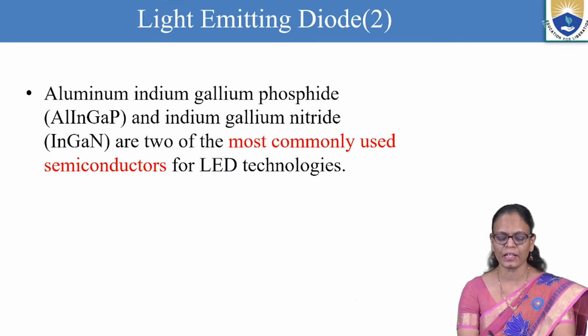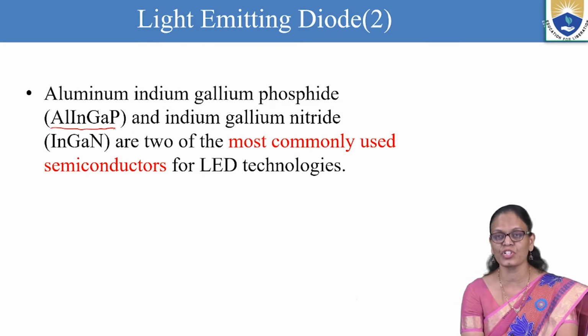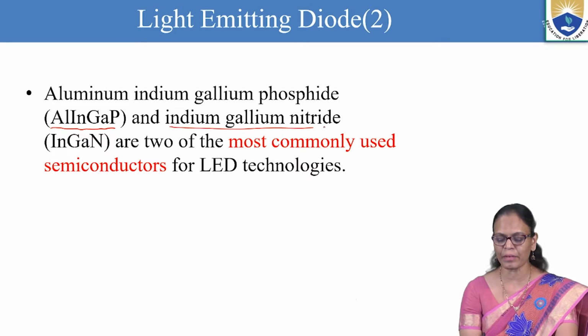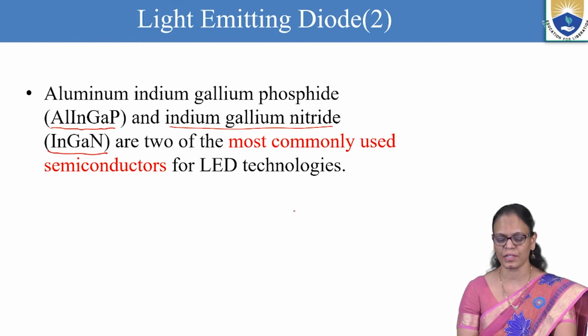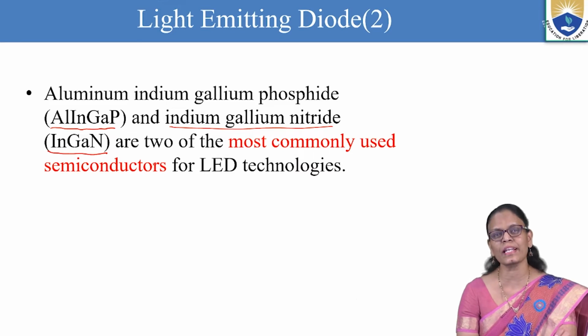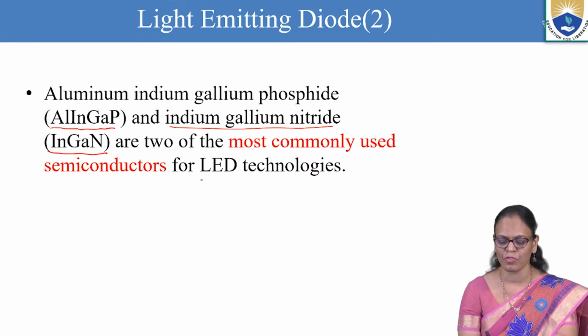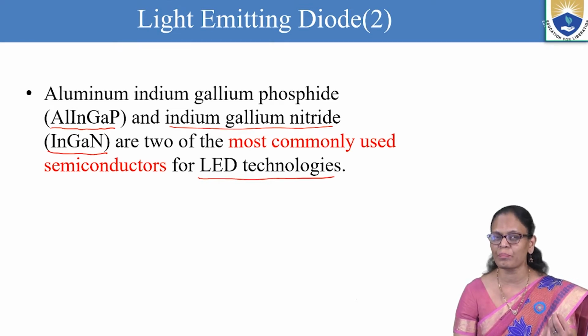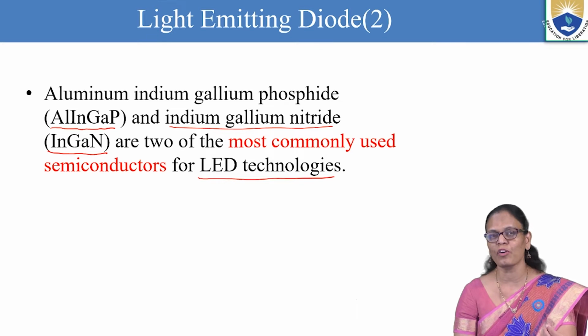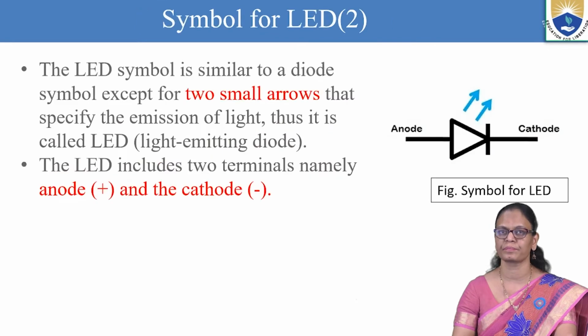So light emitting diode, the examples if you take aluminium, indium, gallium phosphide, it is denoted by AlInGaP, and indium gallium nitride, so InGaN. These are the symbols we are using to show the compound semiconductors, and these are the two most commonly used semiconductors for LEDs. Wherever we are going to use LED technology, we will be using LEDs made up of these types of materials, which are made up of compound semiconductors.